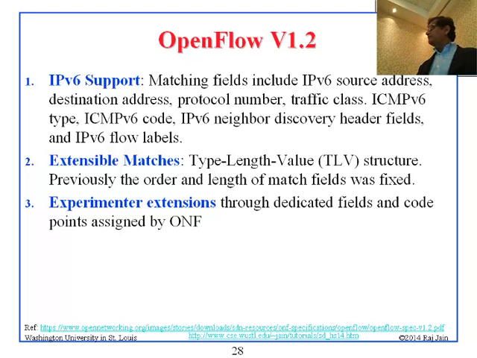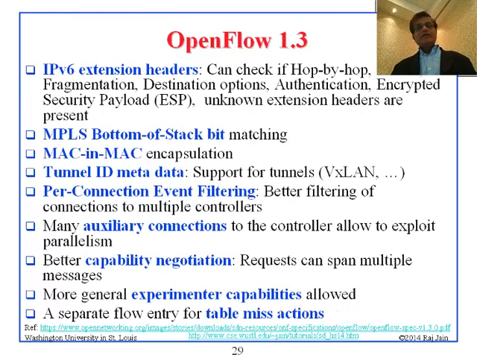And experimental instructions basically are the vendor extensions. You know, the manufacturers can put their own extension. 1.3, now IPv6 was supported in 1.2, but not the extension headers. You know what is an extension header in IPv6? IPv6 has a base header, and then there are lots of extension headers. Some of them are destination extension headers, some of them are per hop headers, and so on and so forth. Those were handled in 1.3.